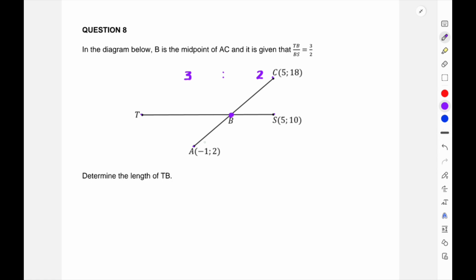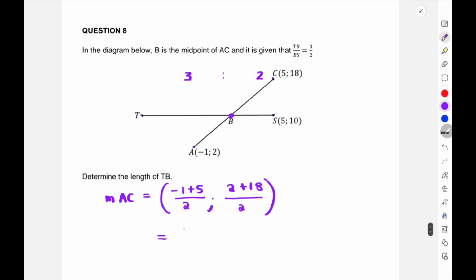Okay, so first of all, because they gave me the midpoint, I think I'm going to start with that. So the midpoint of AC is equal to the two x values added together divided by 2, and the two y values added together divided by 2. So negative 1 plus 5 is 4, 4 divided by 2 is 2, and 10. Okay, so that coordinate there is 2, 10.